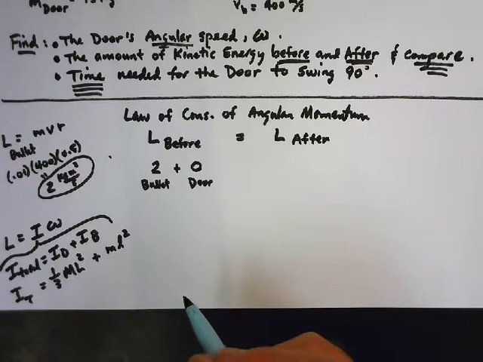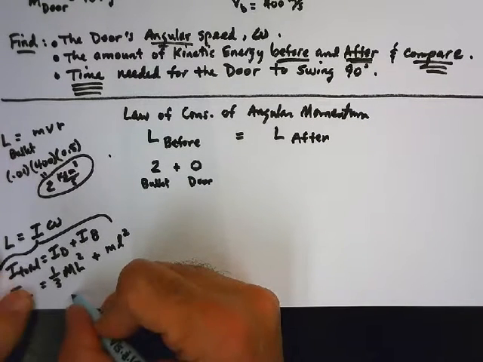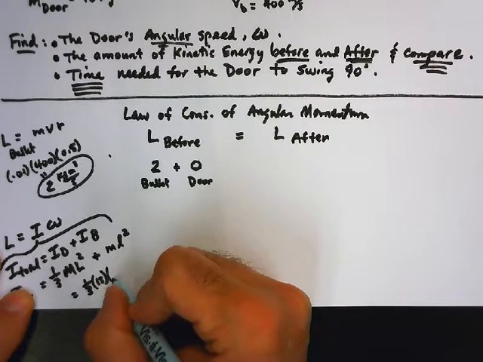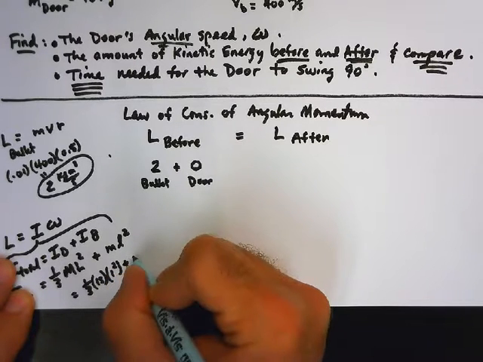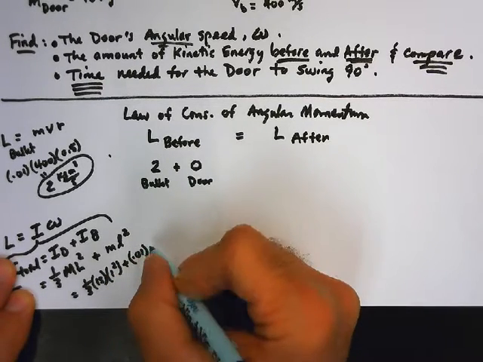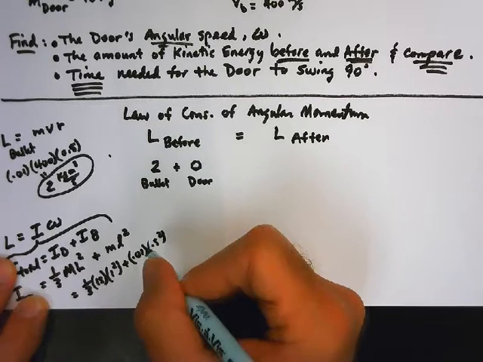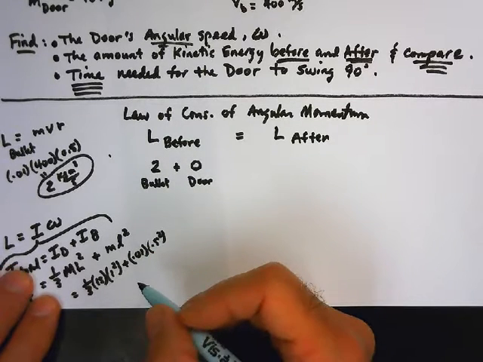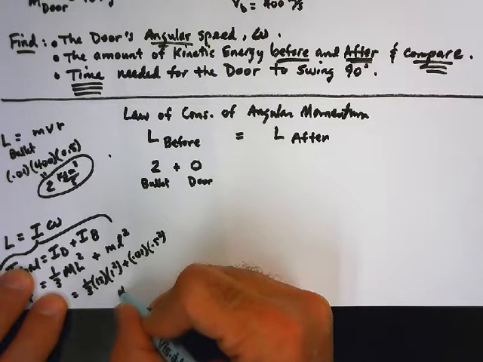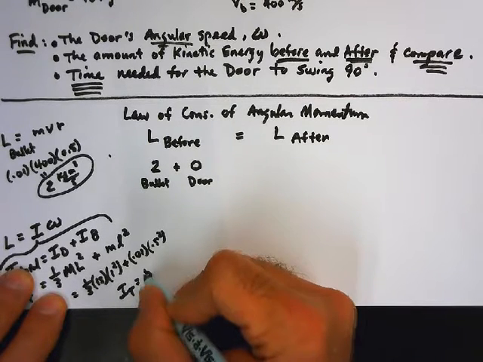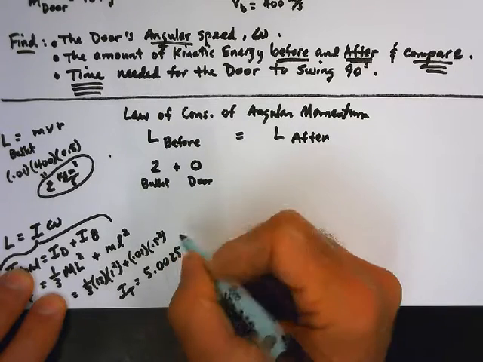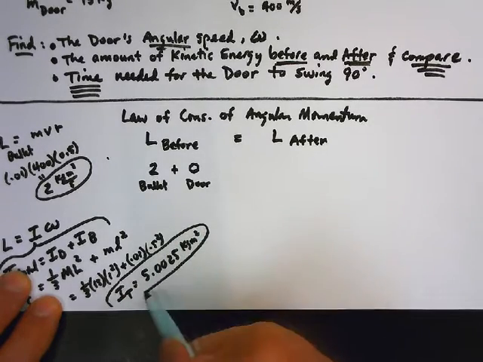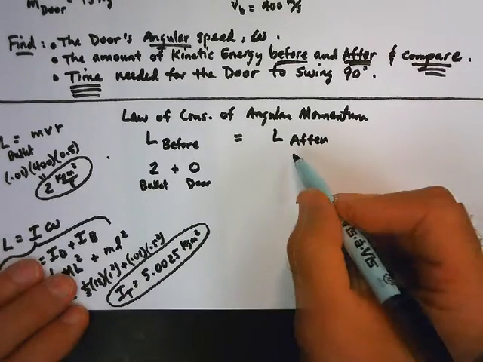Okay? Now if we substitute those numbers in, we get 1/3 times 15 times 1 squared plus 0.01 times 0.5 squared. Sorry, the handwriting's poor. And we end up with the total moment of inertia equals 5.0025 kilogram meters squared. So we need that here.